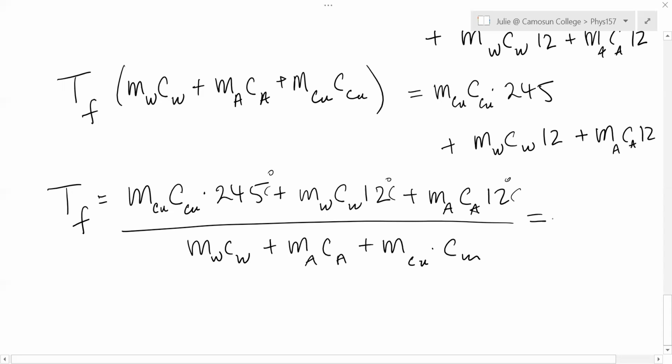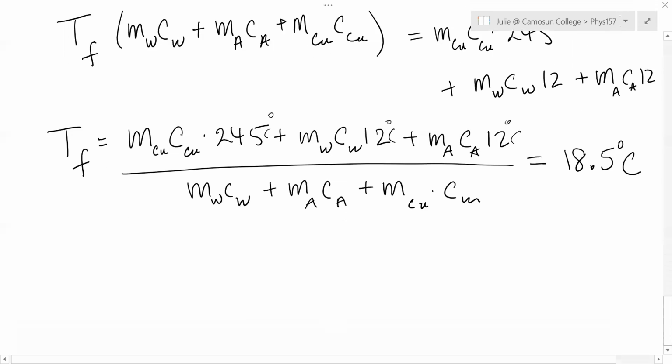And the answer, you can check out, put all those numbers in, is 18.5 degrees Celsius. Okay, so that's how you do these questions where you need to find the final temperature. You can almost just jump straight to this TF to get the answer.